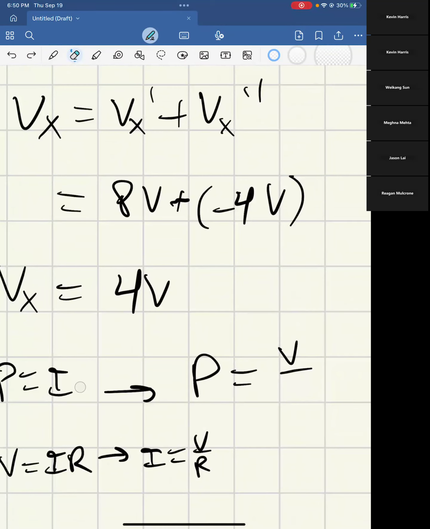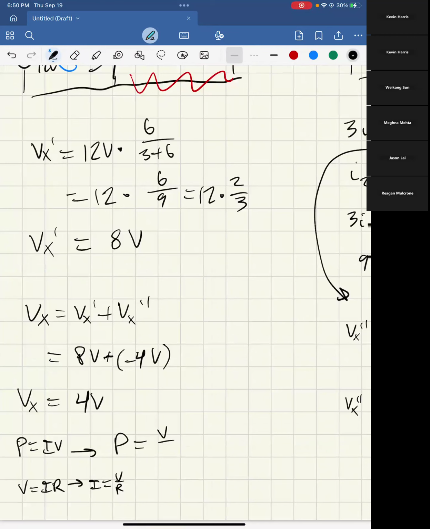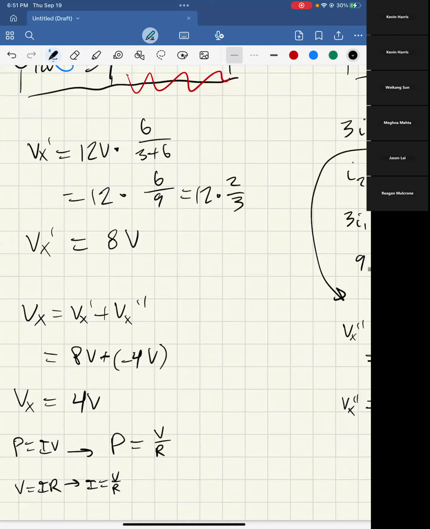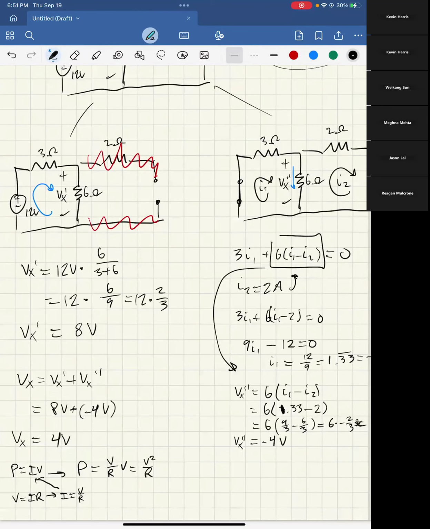I keep making little mistakes. This is not P equals IR. P equals IV. Power equals current times voltage. That is a thing. However, current equals voltage over resistance, and then we are replacing this I here with the I that we've gotten from Ohm's law, so that we get V squared over R. This just lets us skip a lot of math.